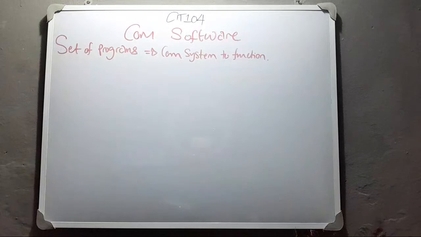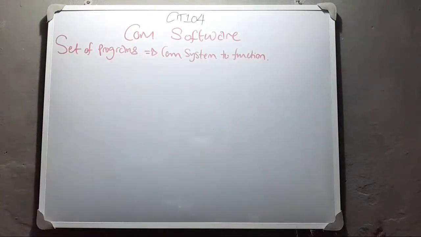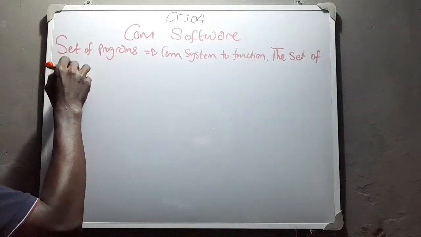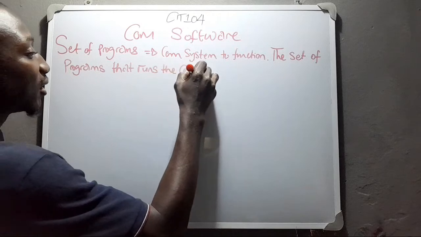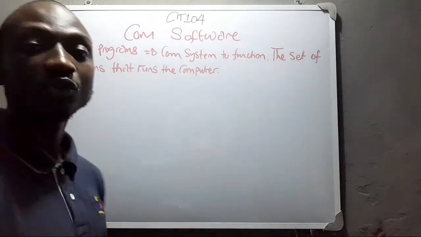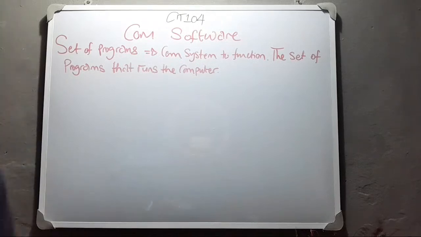This set of programs is said to be made or put in place that the computer system may function. Now, in essence, software is the set of programs that run the computer. The set of programs that runs the computer. So when you come across questions like dash is the set of programs that runs the computer, I believe you know what the answer is. And if you come across questions like computer hardware is different from dash, computer hardware is driven from computer software. So we have that.